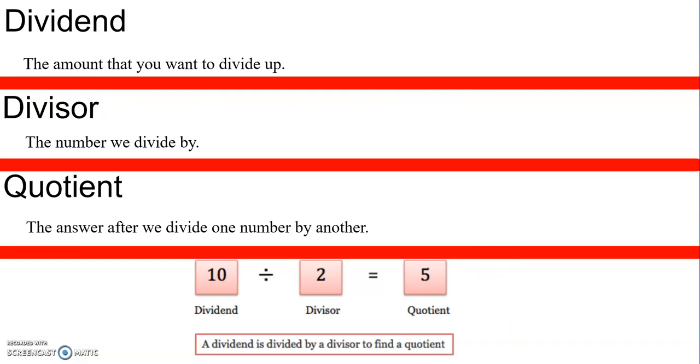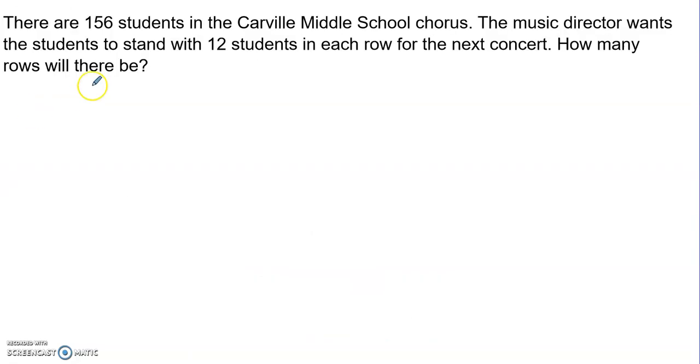So let's dive in. Let's look at our very first problem. It says here, there are 156 students in Carville Middle School chorus. The music director wants the students to stand with 12 students in each row for the next concert. How many rows will there be? So we already know that it is dividing, and we need to look at 156 students and 12 students. So we're doing 156 divided by 12.